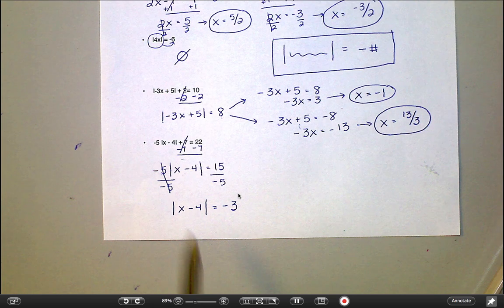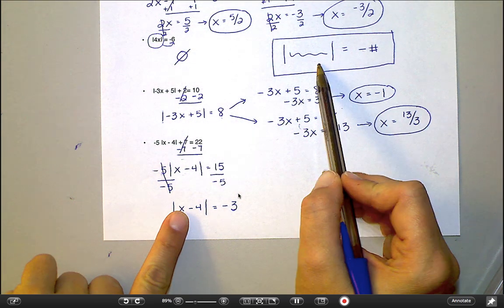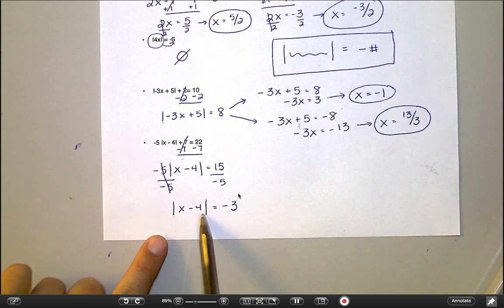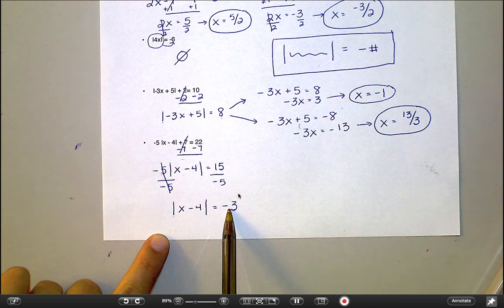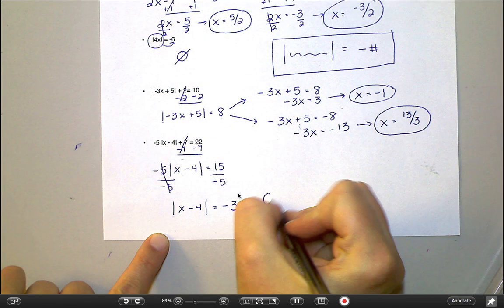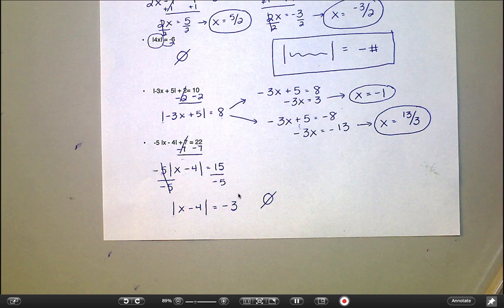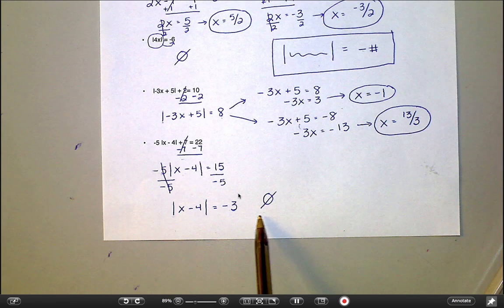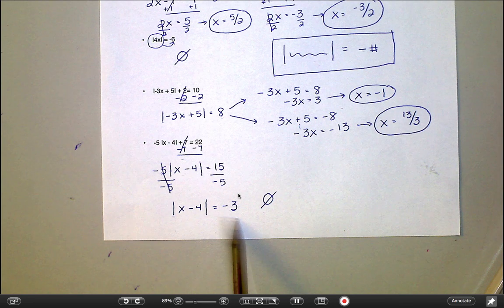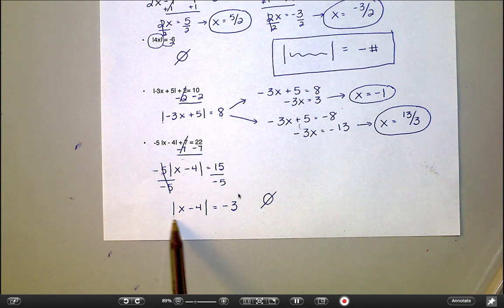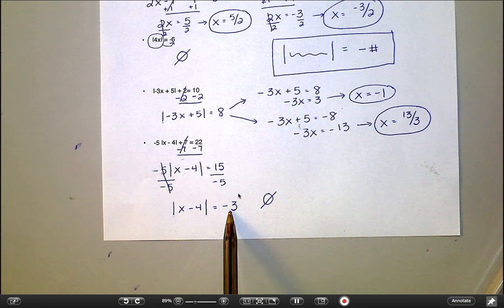Okay? And then right there, there's that scenario that we look out for, right? We've got absolute value equal to a negative number. So again, that's going to be no solution. Okay? So that's really all there is to the lesson today. It's just watching out for some of these trickier situations here. Remember, this is the only setup that's going to cause a problem. Absolute value equals a negative number.